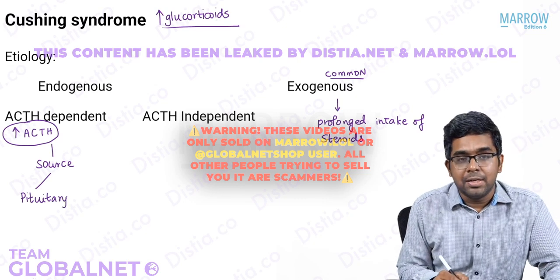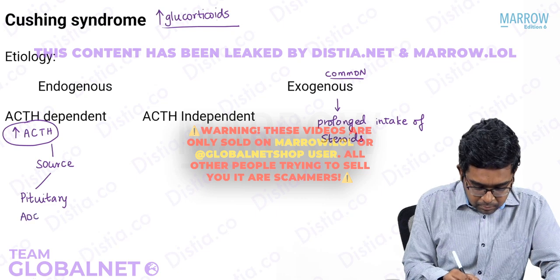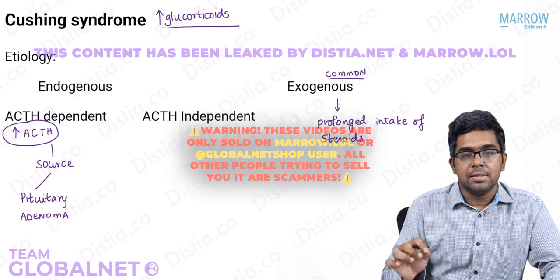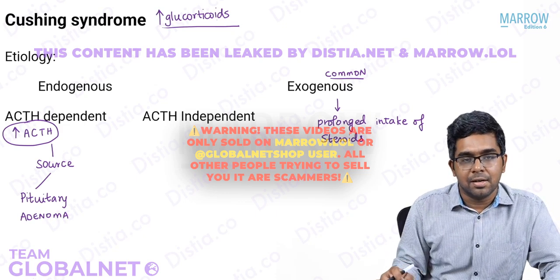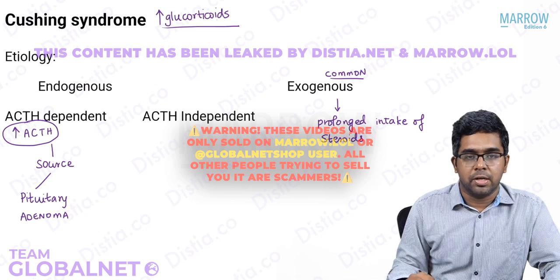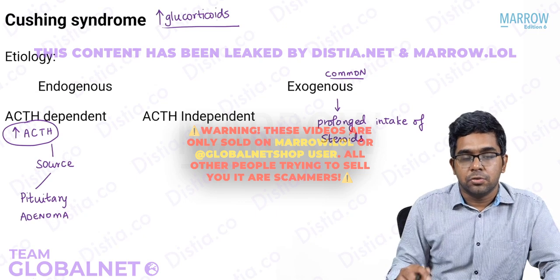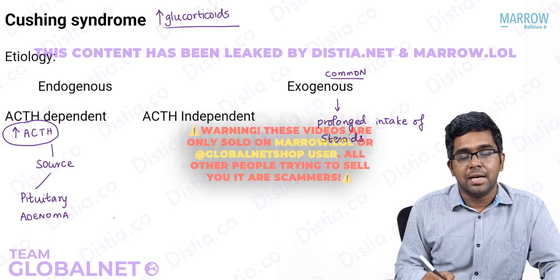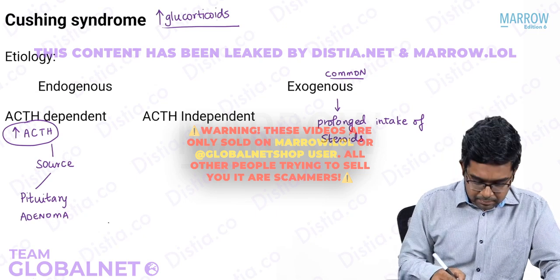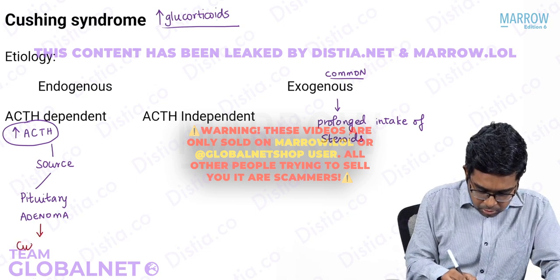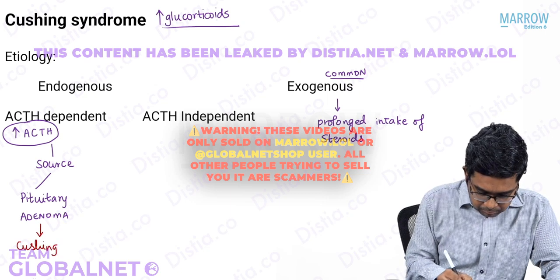And it is noted in conditions of pituitary adenoma, wherein the pituitary produces excess ACTH. This ACTH would stimulate the adrenal gland to produce a lot of glucocorticoids. And if pituitary adenoma is the cause of Cushing syndrome, we call that condition Cushing's disease. So pituitary adenoma is called Cushing's disease.